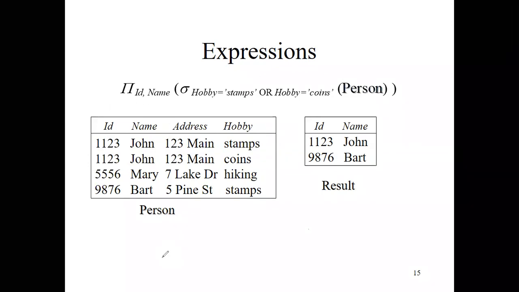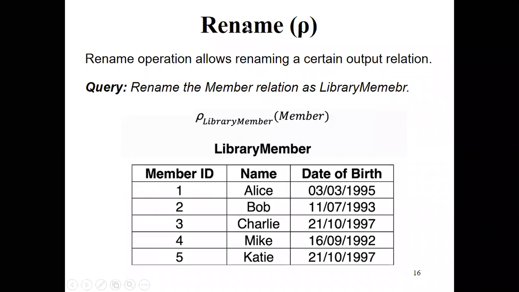Okay, fine. So this is about our expressions. Now rename. What does renaming mean? Whenever we want to rename a relation name or attribute name, we can use an operator called rho. The rename operation allows renaming certain output relations. For example, here the query is to rename the member relation as library member.